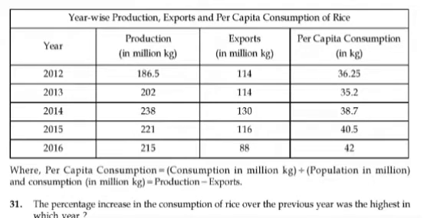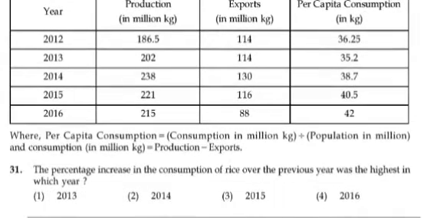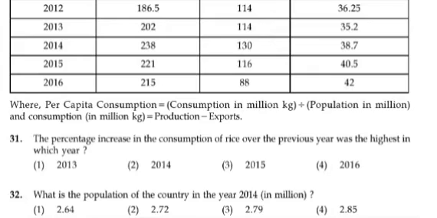Production in million kg: 186.5, 202, 238, 221, 215. Export in million kg: 114, 114, 130, 116, 88. Per capita consumption in kg: 36.25, 35.2, 38.7, 40.5, 42. Per capita consumption is consumption in million kg divided by population in million, and consumption in million kg equals production minus exports. Now we have to solve the question.